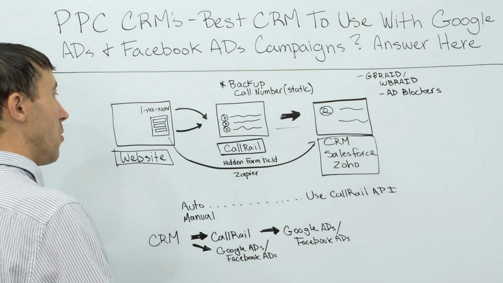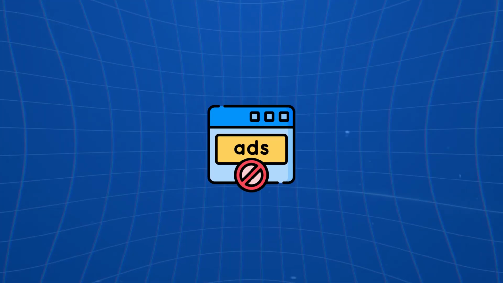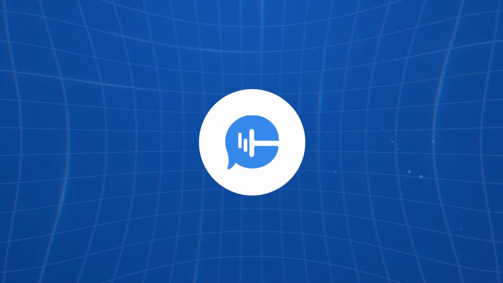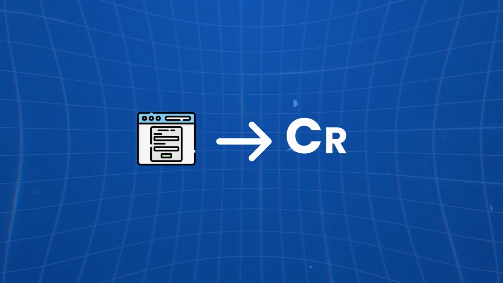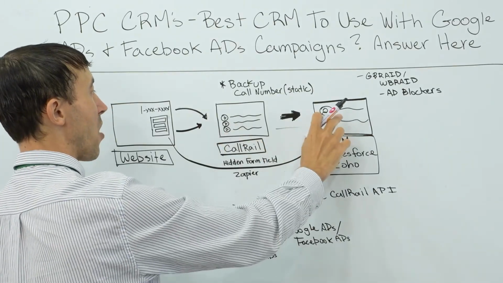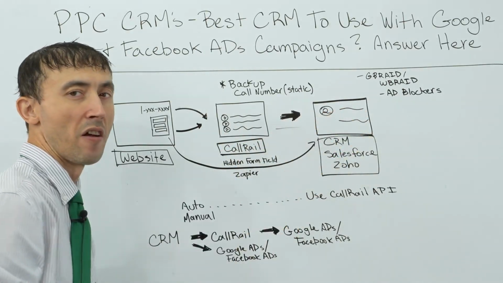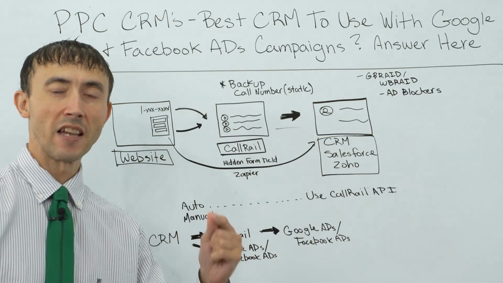Now, in addition to what I just said about ad blockers, if the user is using an ad blocker, CallRail, which picks up every form submission on the site, is not going to work ultimately. So what I would also recommend is taking the form submissions with the Zapier account that you have and having them sent to your CRM, looking for a form submission. If it sees one in there that has been sent from CallRail, it won't add it to your CRM. But if it doesn't see it, then it will send the data there. So it's basically your backup.